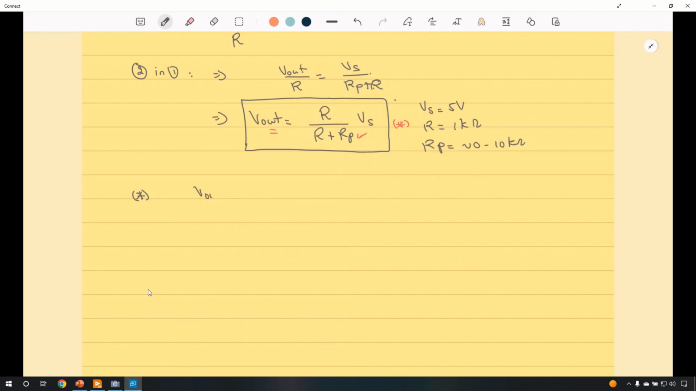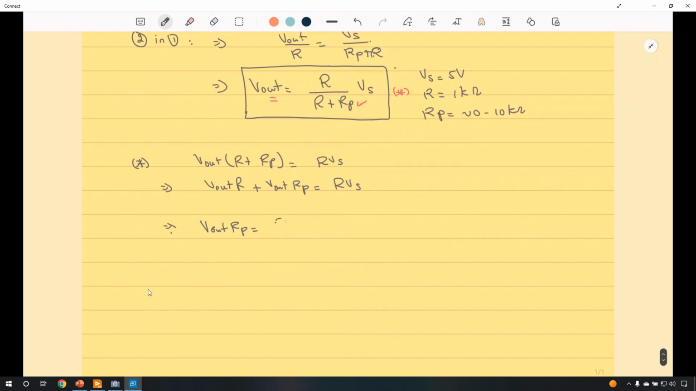So we'll have V out times R plus Rp is equal to R Vs. Then we can write V out R plus V out Rp is equal to R Vs. This means that V out Rp is equal to R Vs minus V out times R. So this means that Rp is equal to R times Vs minus V out over V out.